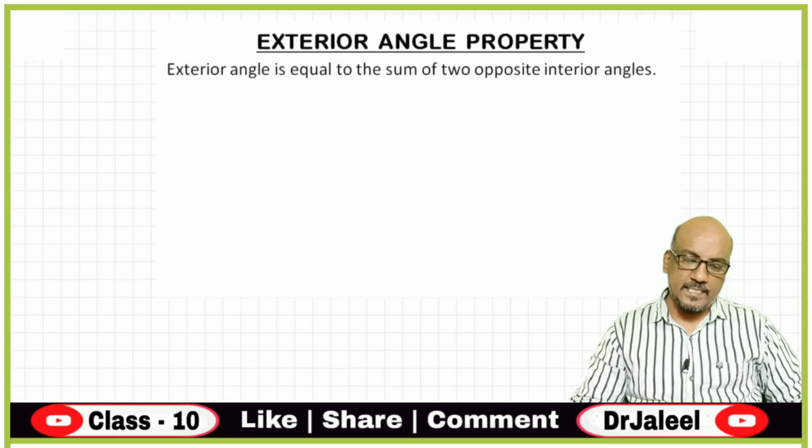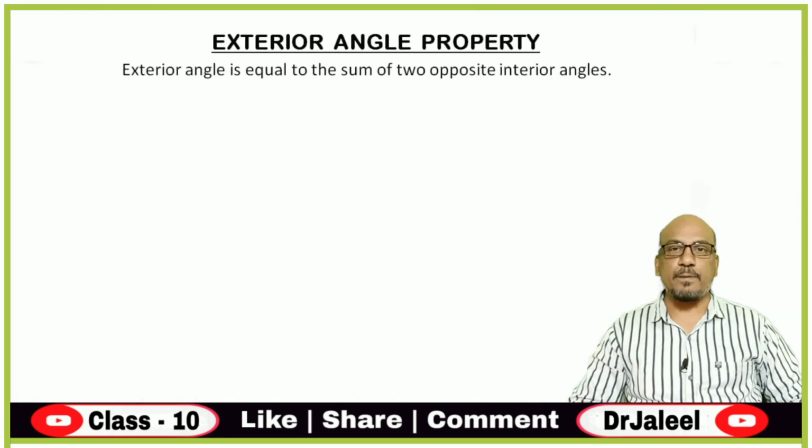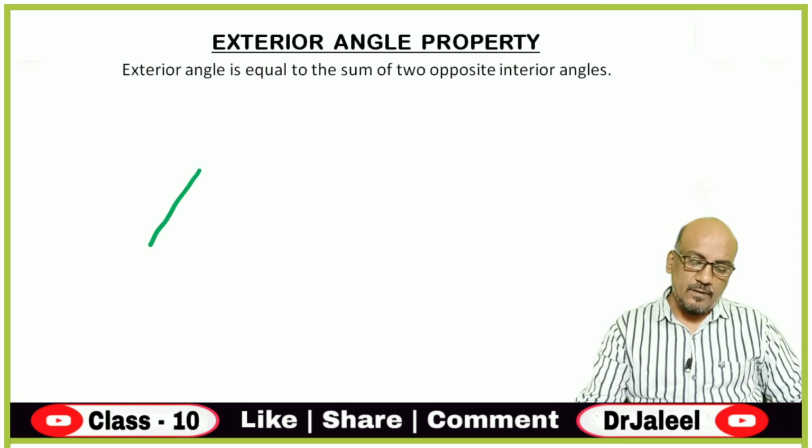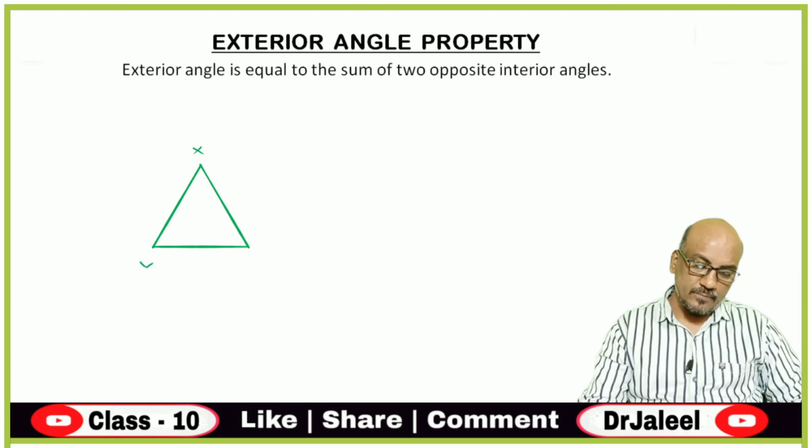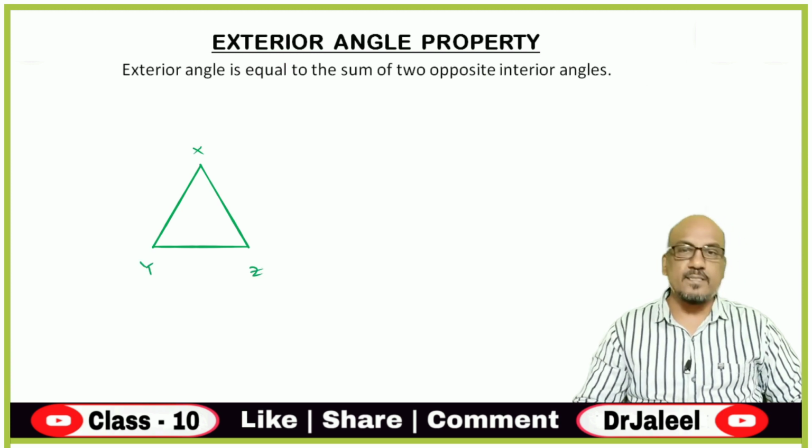Children, now let's get into the next property, exterior angle property. So here we will take a triangle. Let me name this triangle as X, Y, Z.